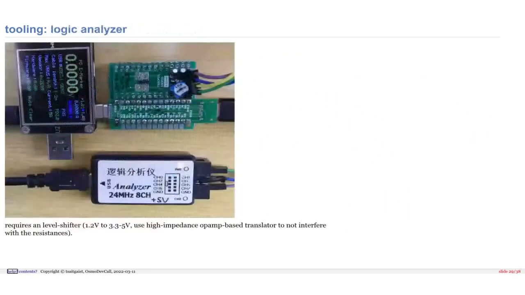If you want to actually tap into the communication, what you can use is a level shifter. You want to use a high impedance level shifter, because you don't want to mess with resistor values when you connect your probes to it. So you have to use one which has high impedance with an op-amp. You need a level shifter most of the time because it talks at 1.2 volts voltage level, and most logic analyzers go down to 1.8 volts, but most of the time it's 3.3 to 5 volts.